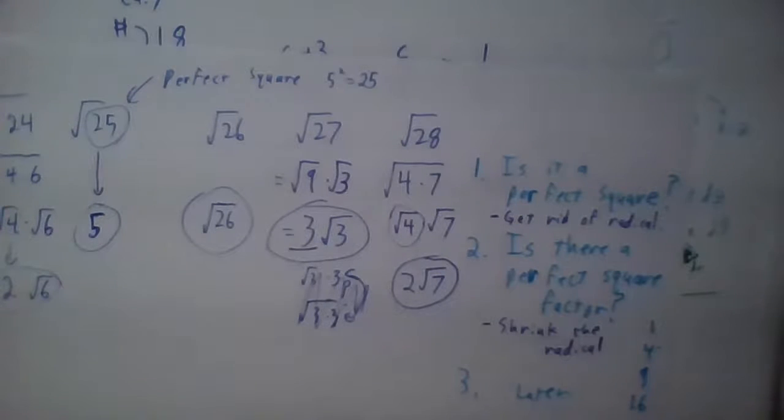4 was a perfect square. Square root of 4 is 2. So I end up with 2 outside of the radical and the 7 left inside the radical. And that doesn't shrink any further. See, 7 doesn't have any perfect square factors anymore. So that's as far down as I can go. That's how that works with numbers.